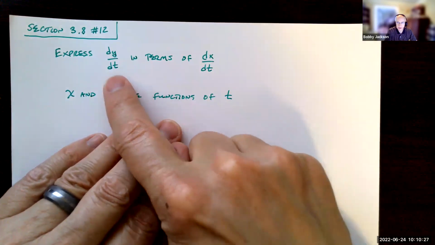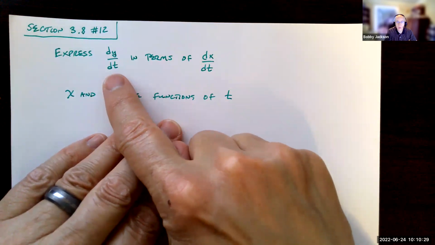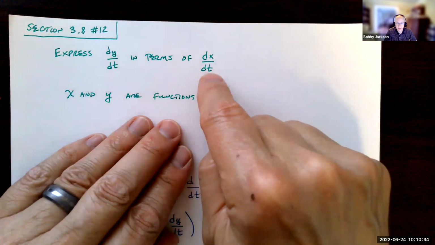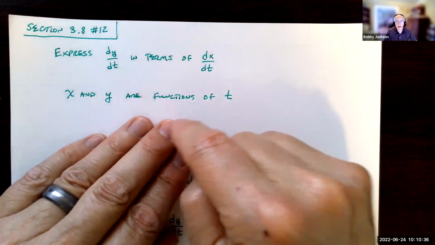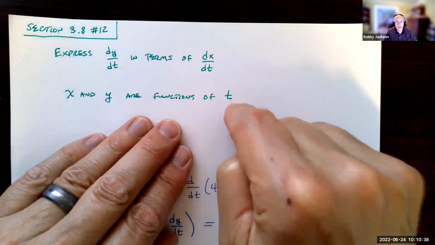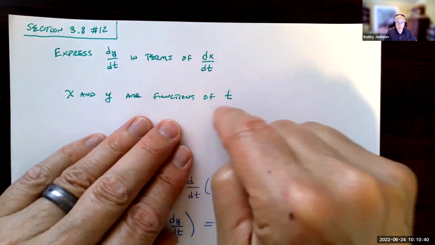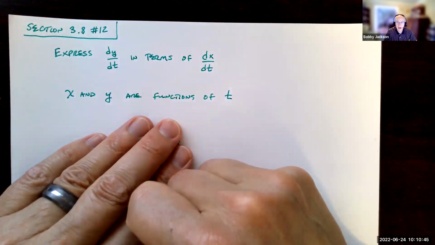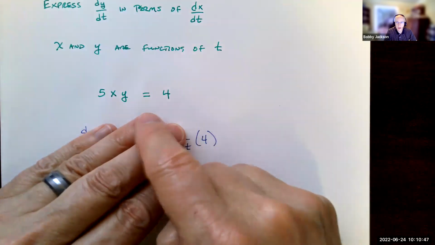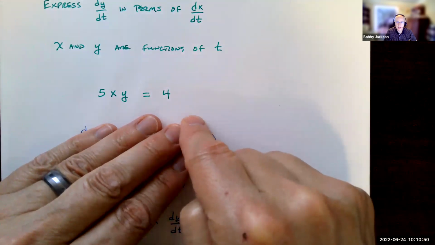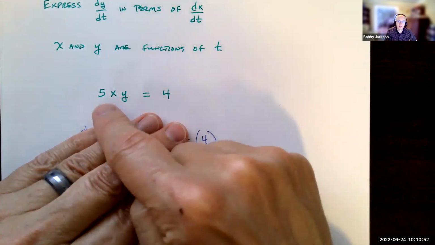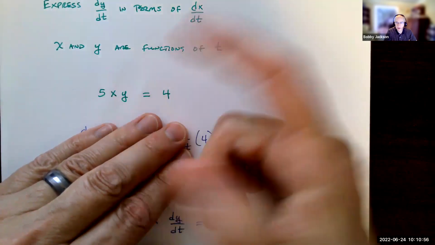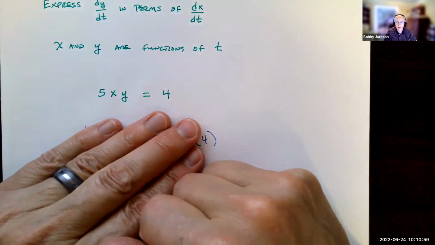And we're to express the derivative of y with respect to t, dy/dt, in terms of the derivative of x with respect to t. Again, since x and y are not constants with respect to t, they're functions of t, we have their derivatives here. Okay, and the equation that you are given that relates the variables x and y looks something like this. Basically, the problem will be different by the number here and the number here, but essentially same process.